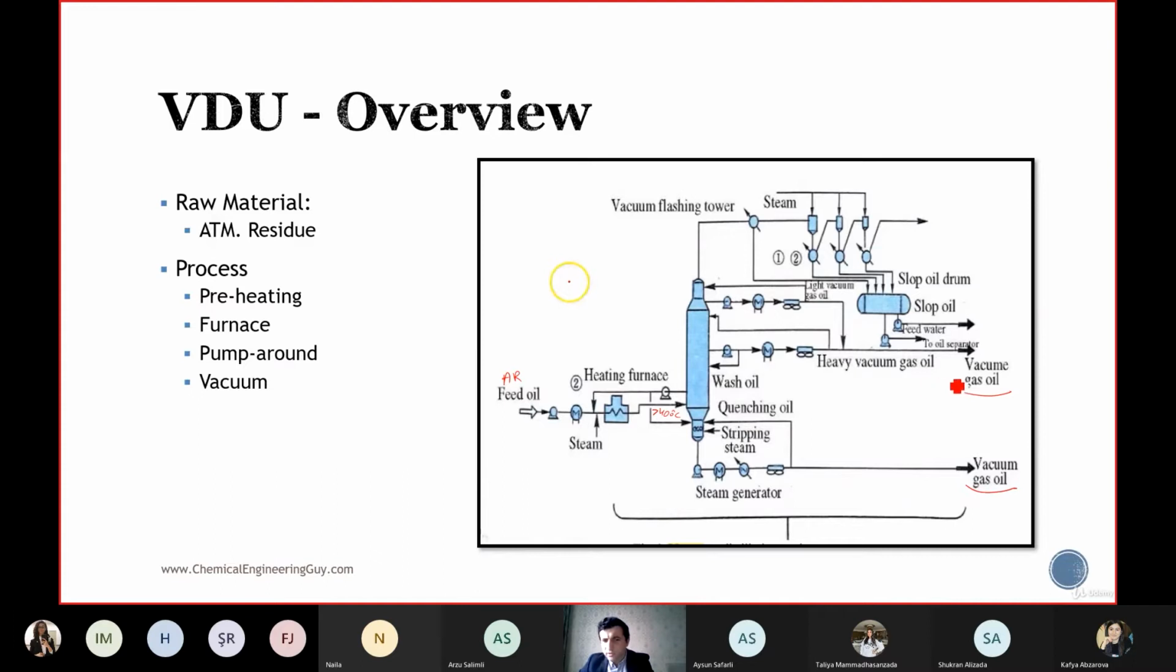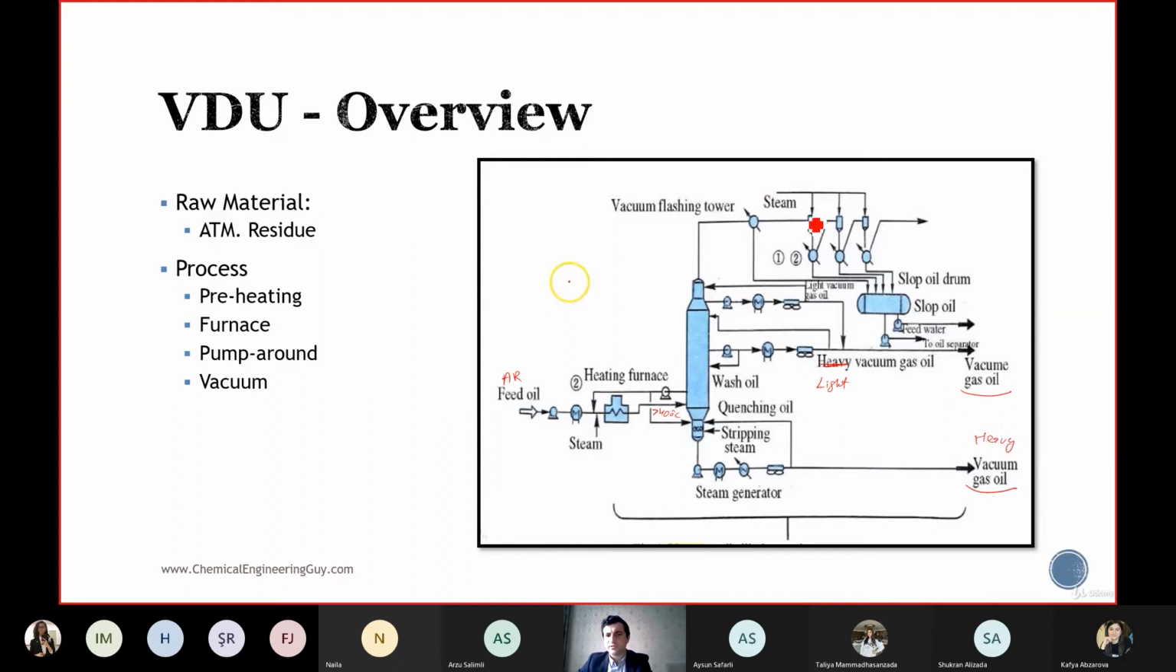So this is, it is heavy vacuum gas oil. Actually, I think, okay, this is not heavy, this is light, sorry. This is the light vacuum gas oil. We have the heavy vacuum gas oil here.